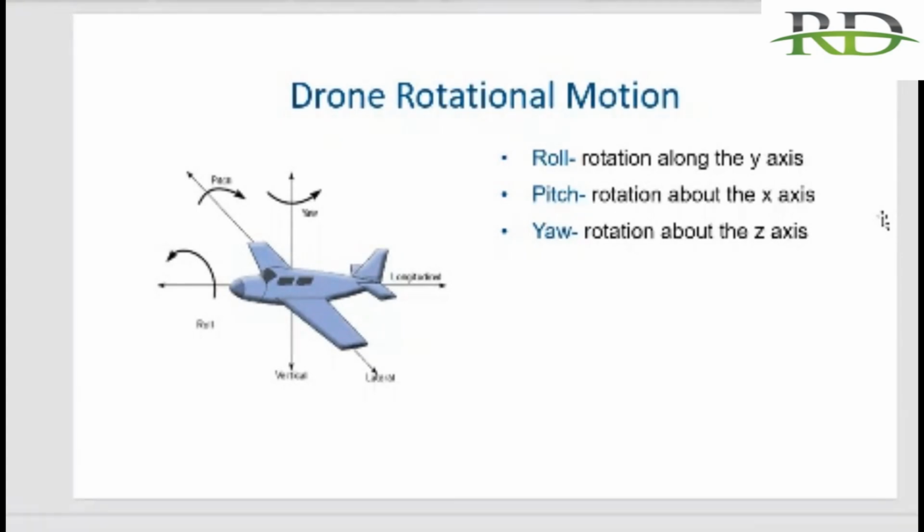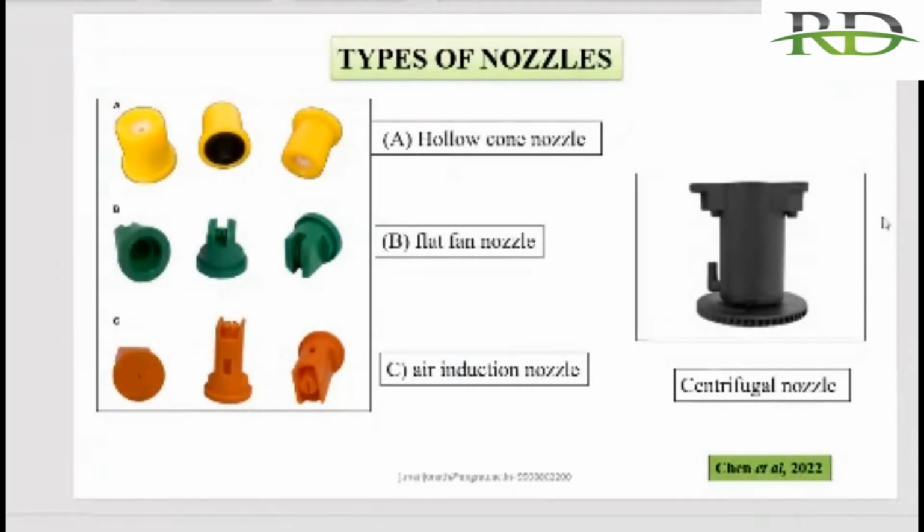Next, these are some types of nozzles. I especially want to show the hollow cone nozzle, flat fan nozzles, air induction nozzles and centrifugal nozzles. The flat fan nozzles are used especially for spraying purposes, and the centrifugal nozzles are used only for spreading nutrients and also seed material.